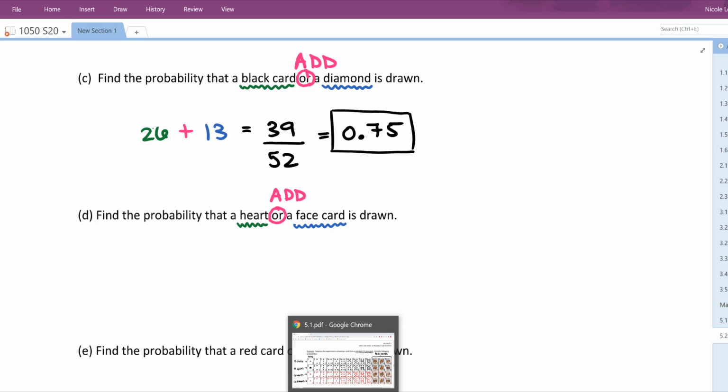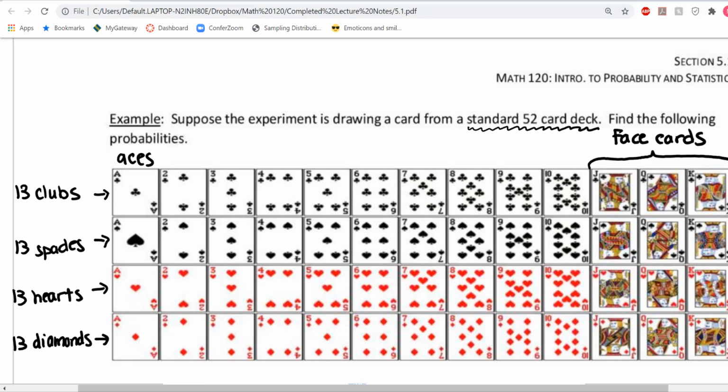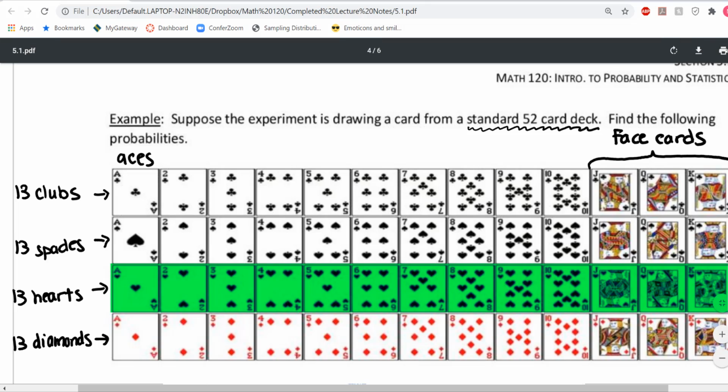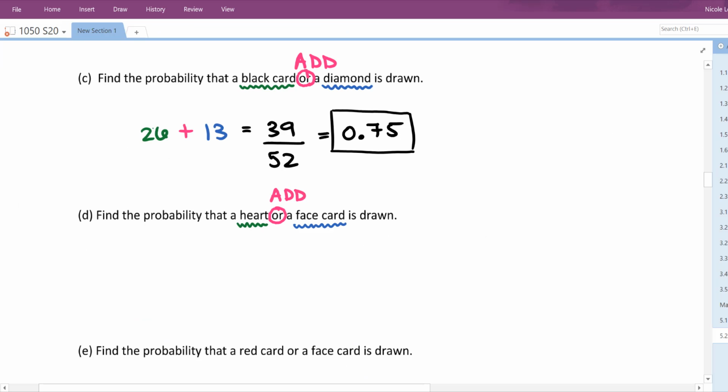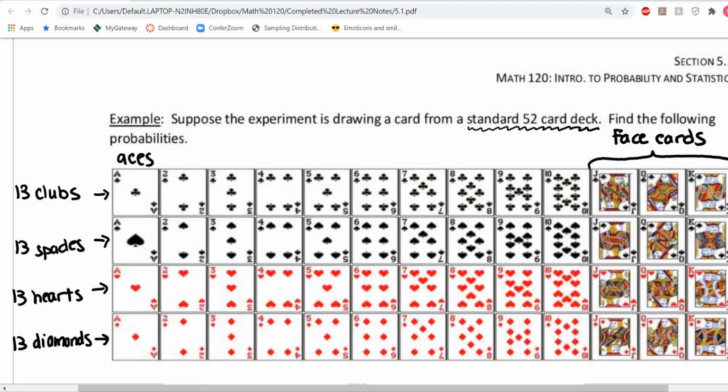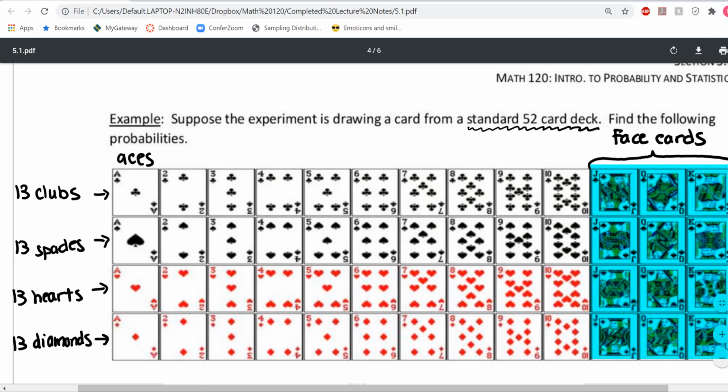Okay, so then looking at our deck of cards, here are all of our hearts. Okay, so we have 13 of those. Or tells us to add, so then plus, now I need to add to it all of my face cards. Okay, well, here are all of our face cards. Okay, and then we actually have 12 of those, 12 face cards.